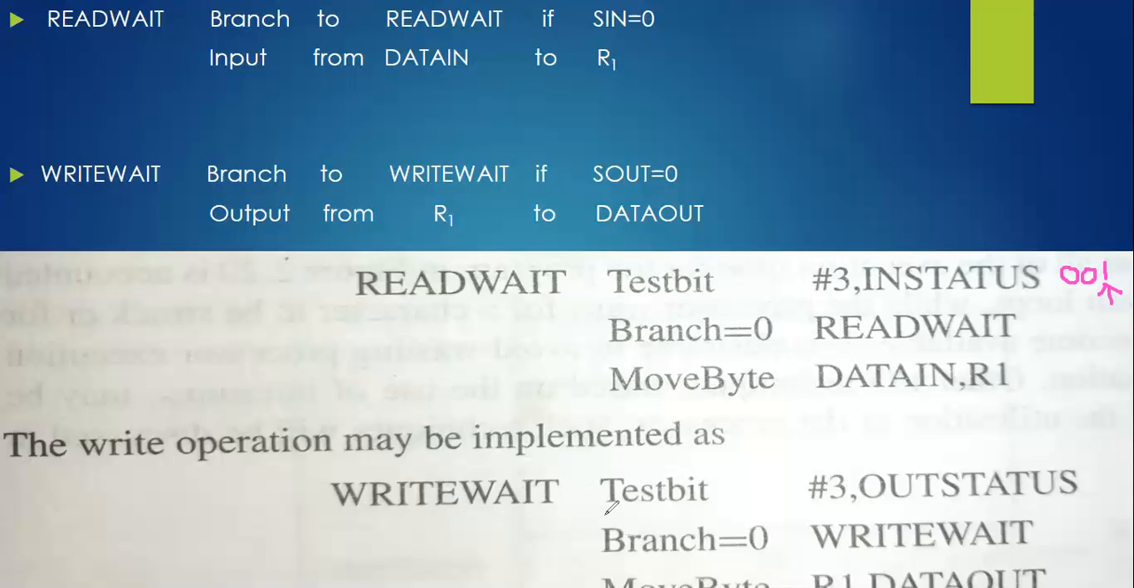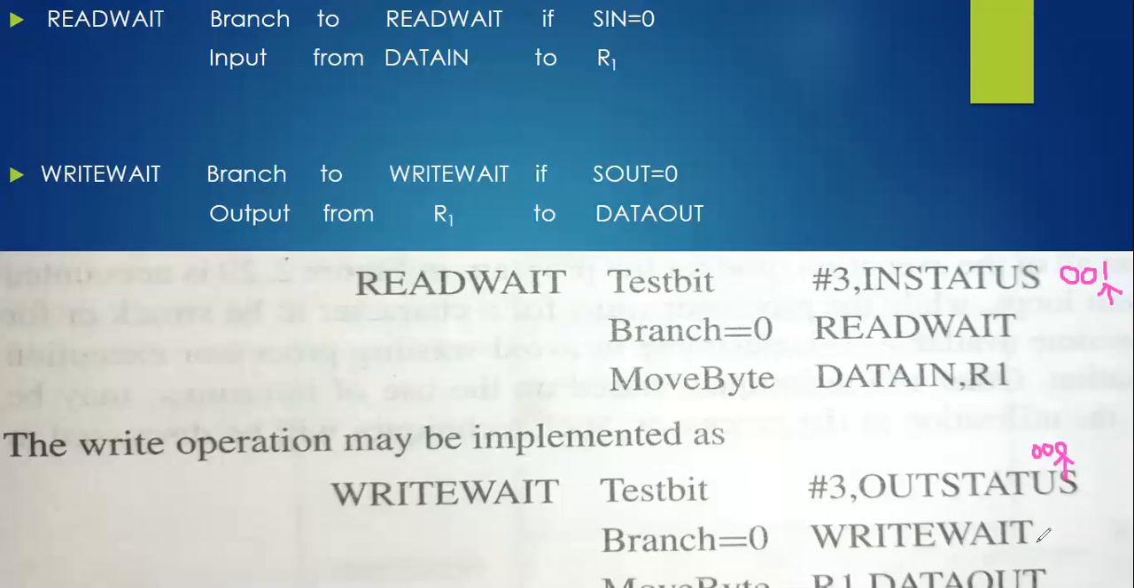Write wait, we are labeling for this particular operation. Output status also we are having, like out status. This is nothing but S out. Here also we are checking for the third bit. If the third bit is 0, it means the output unit is busy with displaying the content already, so we need to wait till it gets free. If it is equal to 0, third bit, then the branch condition is satisfied, branch equal to 0.